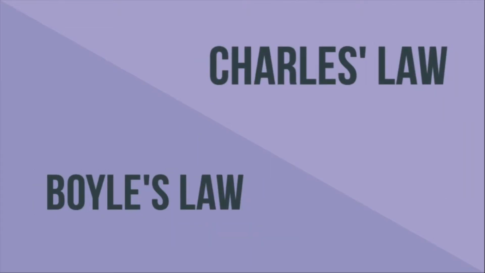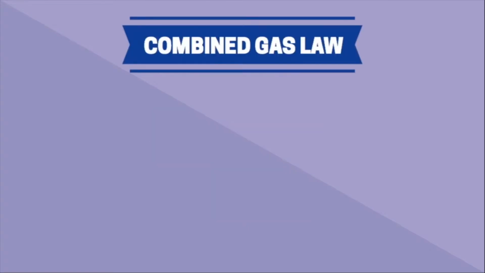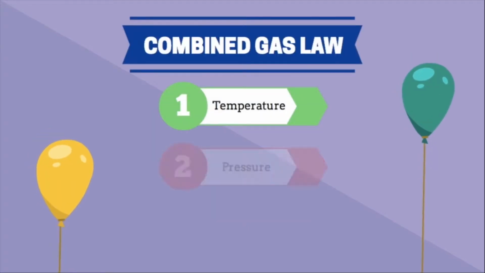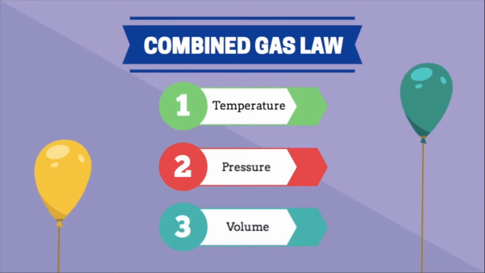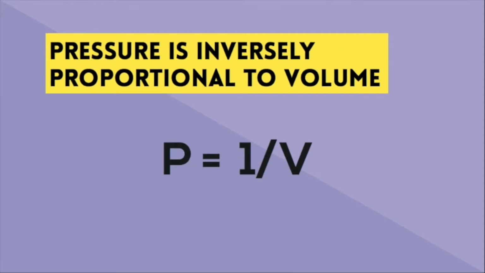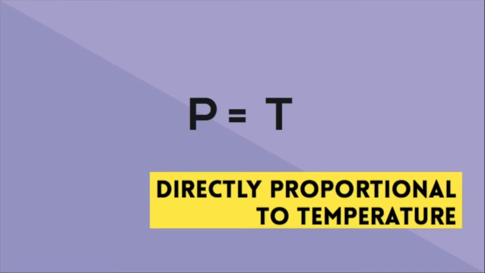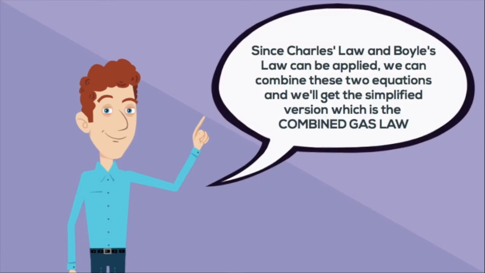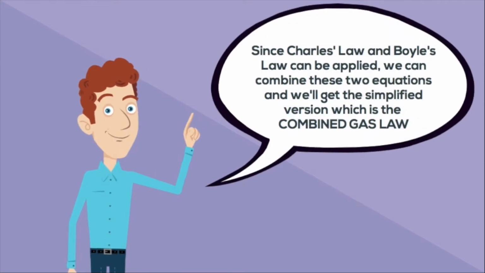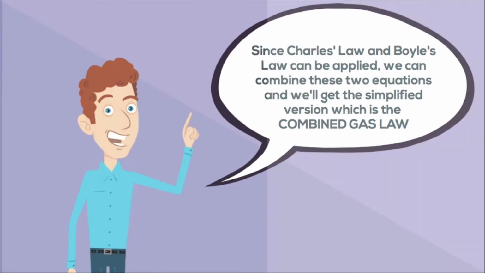Now, combining these two gas laws, there is a more profound law that can relate all these factors into one law, the combined gas law. It consists of the relationships of temperature, pressure, and volume, and how all these can affect a certain object, in our case, the helium balloon. It states that pressure is inversely proportional to volume, at the same time that pressure is directly proportional to temperature. Since Charles' law and Boyle's law can be applied, we can combine these two equations and we'll get the simplified version, which is the combined gas law.